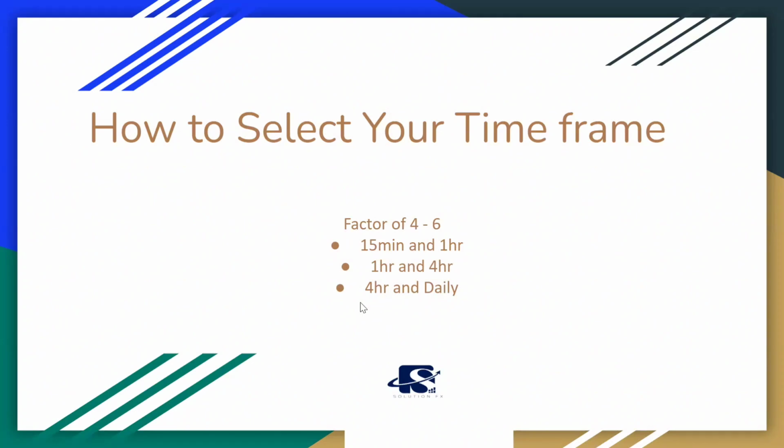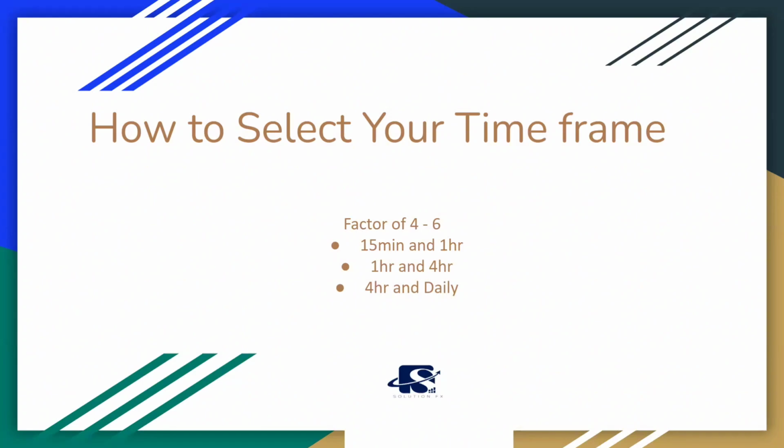And if you're using the daily time frame, the factor of 4 to 6 has to be the weekly. In a trading week, you have just 5 days. It could be 5 days or 7 days, depending on whatever you're trading. So if you're trading the daily time frame, your higher time frame has to be the weekly.